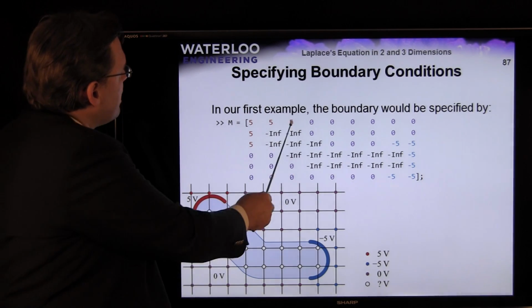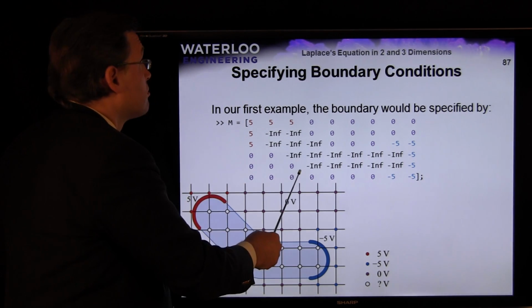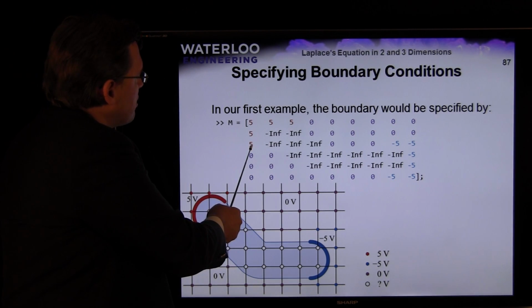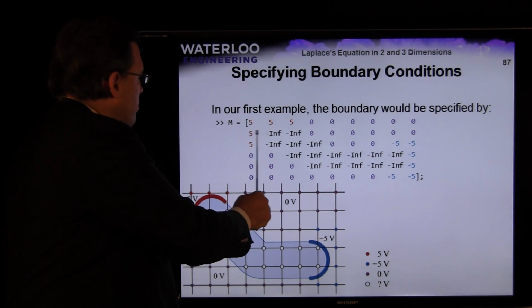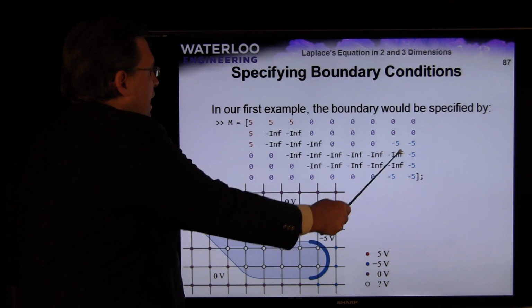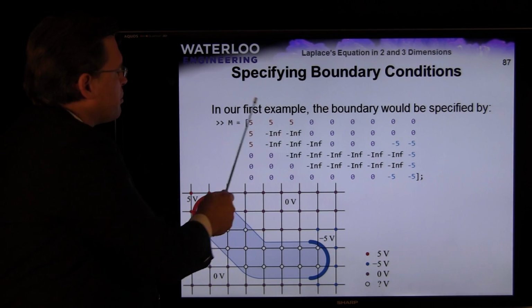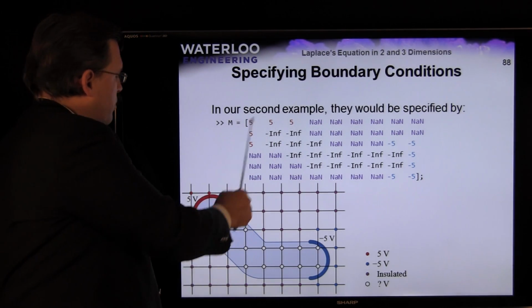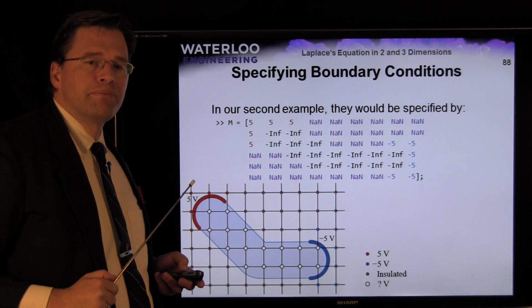So for example, here we would pass in this matrix. It's a 6 by 9 matrix. These 5 entries are set to 5. These 6 entries are set to negative 5. All these points on the interior are set to negative infinity, and all of these are set to 0. Negative infinity indicates we want to find a solution at that point. If these points were insulated, then we would simply set all these points to not a number. Everything else would be the same.